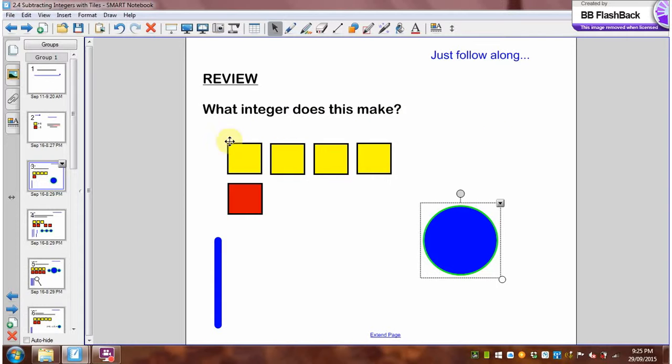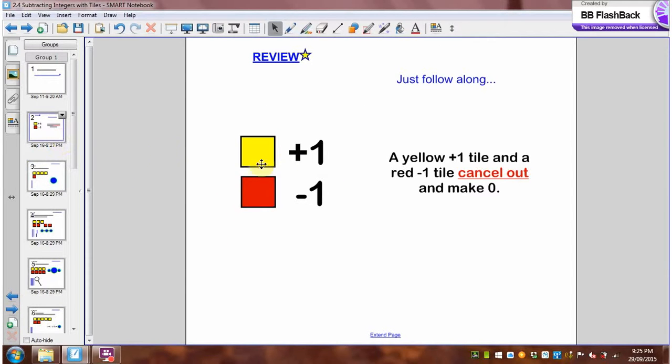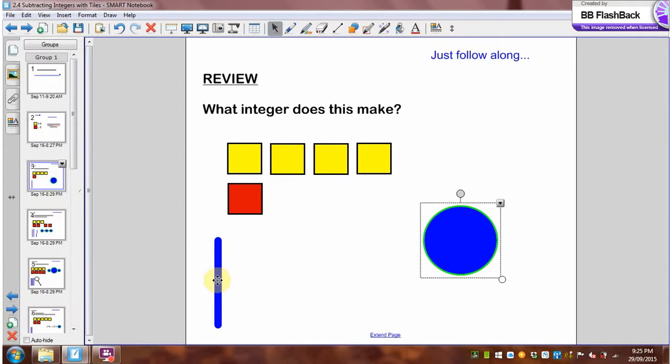Alright, now let's do it together. So we see we have 4 yellow tiles and 1 red tile. So 4 positive, 1 red. And we see we have a pair here. Like we talked about before, when we have a yellow and red pair, they can cancel out. So I got my stick here to cancel them out. So we cancel out that pair.